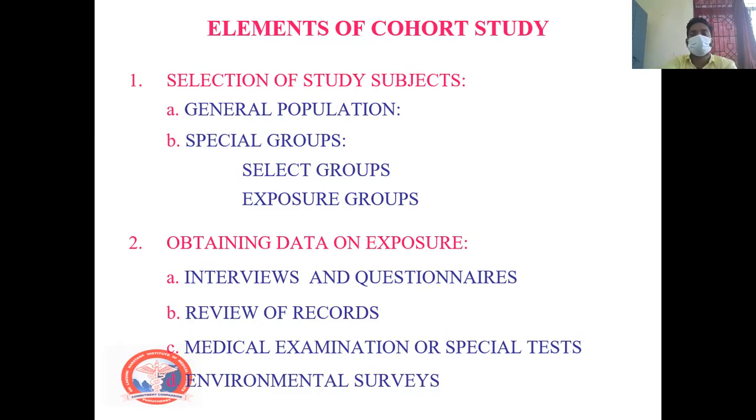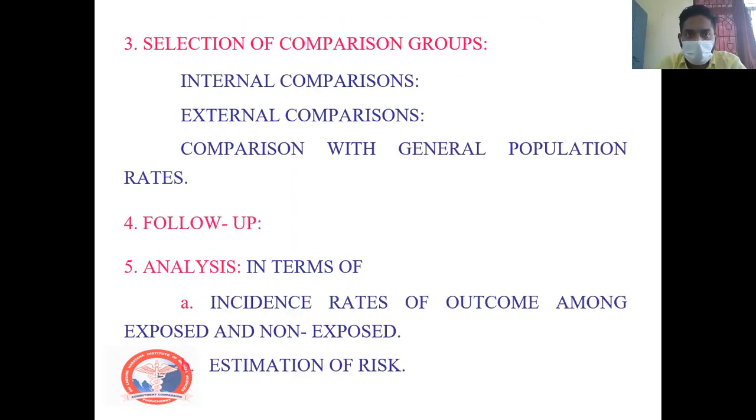Obtaining data on exposure: by doing interviews, questionnaires, review of records, medical examination, or by doing a special test, or by environmental survey. Based on your objectives, you can select one among the methods to obtain the exposure data, right? And then the next one, selection of comparison group.